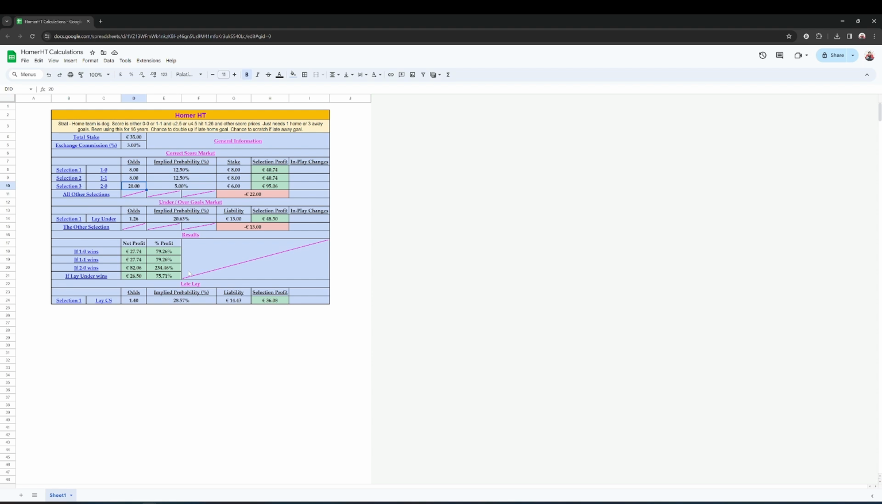So I've used 20. And then there are a couple of options. So in this example, I'm using, okay, so I have the 3% commission on the exchange, and let's say I'm using the total stake of 35. It's split because I have 22 as my stake on the correct score market. So I have 8, 8, and 6.